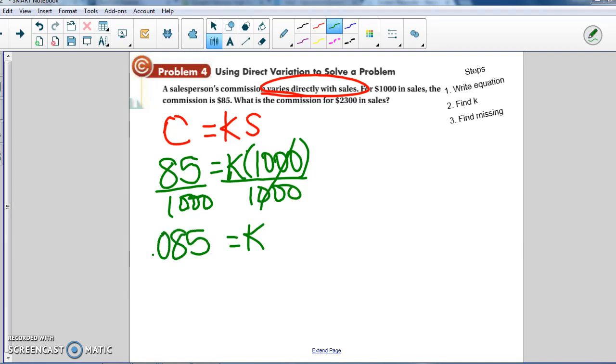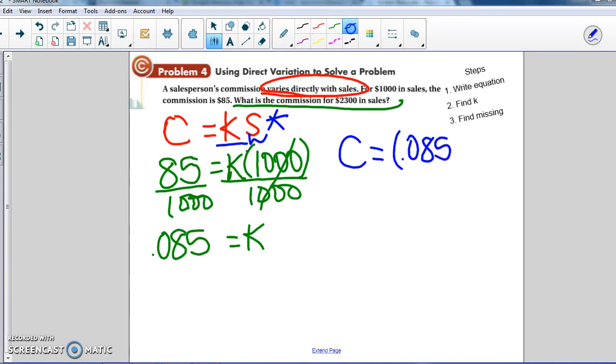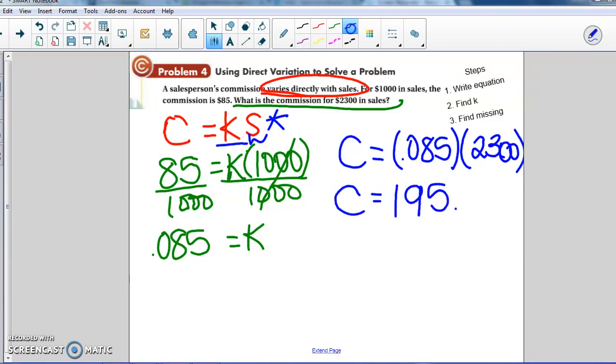Now we're going to use this and find the missing information. We want to know what the commission is for $2,300 in sales. So we're going to go back to our original equation, replace k and s so we can find the commission. And multiply 0.085 times 2,300, and the commission would be equal to $195.50.